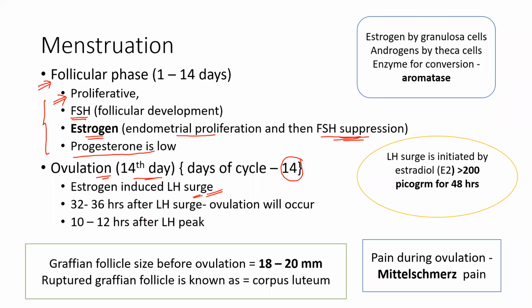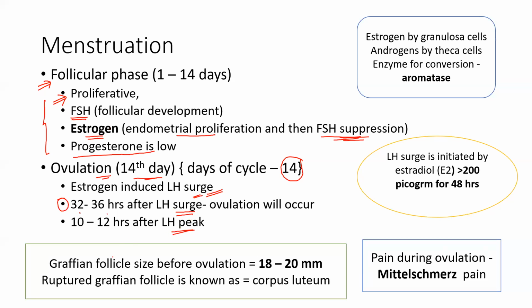Ovulation takes place 32 to 36 hours after the LH surge. This is a very important thing which you need to remember. So, 32 to 36 hours after the LH surge, ovulation will occur. And 10 to 12 hours after the LH surge starts, the LH will be at its peak. So this is about ovulation.